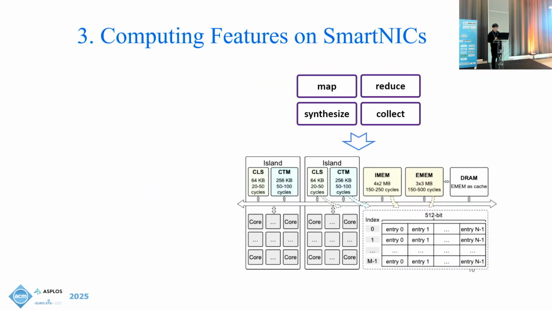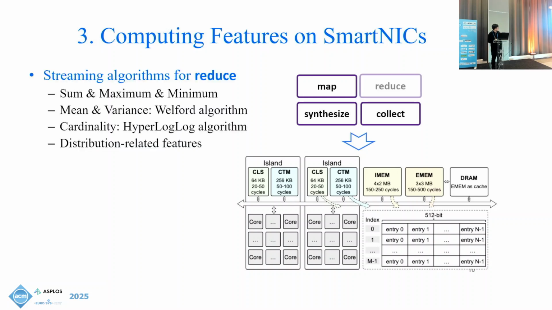Third, we show how SuperFE computes features on SmartNICs. Map, synthesize, and collect usually do not involve too complex arithmetic operations and are intuitive to implement on the SmartNIC. Reduce, especially reducing functions for feature computing, are generally too computationally complex to adapt to the architecture of SmartNIC, and we use a powerful streaming algorithm to implement sum, maximum, minimum, mean, variance, cardinality, and distribution-related features.